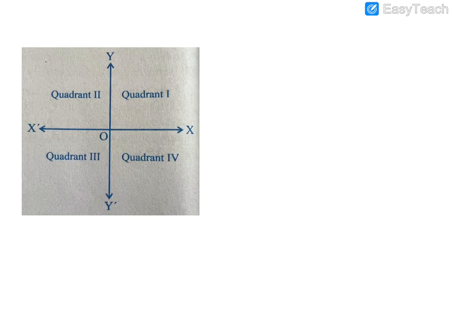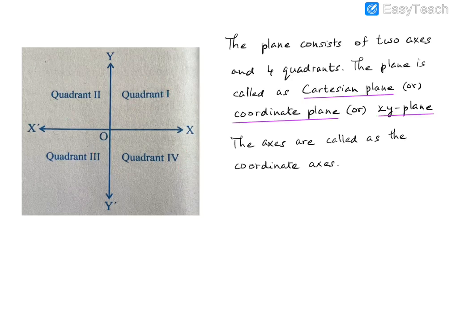So our points may lie in any of these quadrants, or our points may also lie on the axes themselves. So we may have a point lying on the positive x-axis itself, or we may have some point lying on the positive y-axis or the negative x-axis, or the negative y-axis. But if it lies in any of those quadrants, then that point is said to be located in that particular quadrant. So we have four quadrants: the first quadrant, second quadrant, third quadrant, and the fourth quadrant.